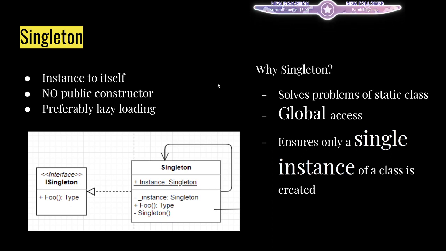What problem does singleton solve? It solves the problem of a static class when we want to have global access to something. So what problem does a static class have? It has a problem of having everything in memory, making the need of making everything static, unable to implement an interface. So there are plenty of problems with a static class. It's not very object oriented, yet singleton makes it object oriented.